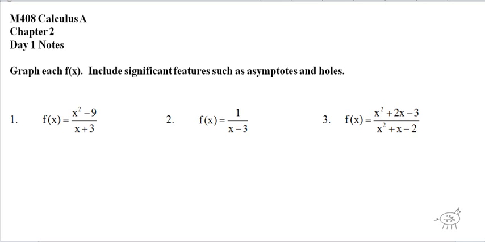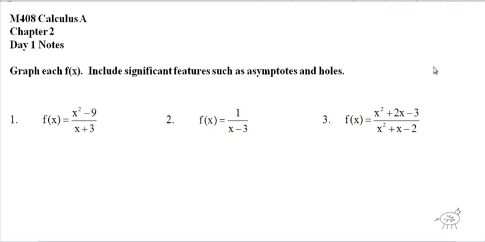We're going to look at different graphs: rational functions, absolute value, piecewise, all kinds of different functions. So you have an idea of what something looks like, but if you have no idea what it looks like, you start plotting a few points just to get an idea of what's going on. I even said here, graph each f of x. Include significant features such as asymptotes and holes. We like to refer to asymptotes as what? Donkey purses. Okay, doesn't sound like you're swearing.